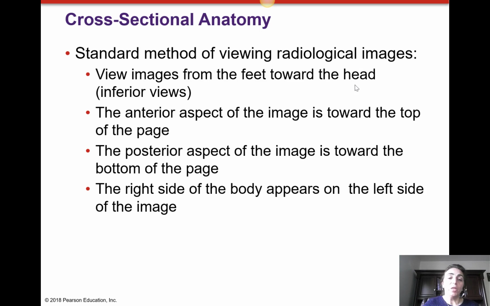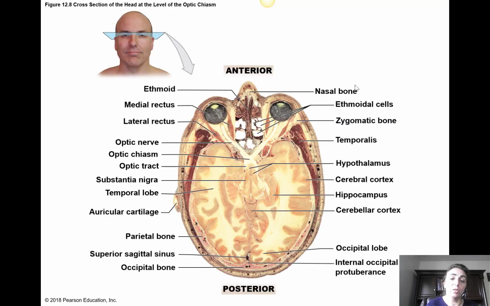In this aspect, the anterior part goes to the top. So the top of the image is actually the anterior part of the body. The posterior part goes to the bottom. So that's the posterior part of the body that you see in the lower part of the image. The right side of the body appears on the left side of the image, and the reverse. The left side of the body appears on the right side of the image. These are the things that you need to know.